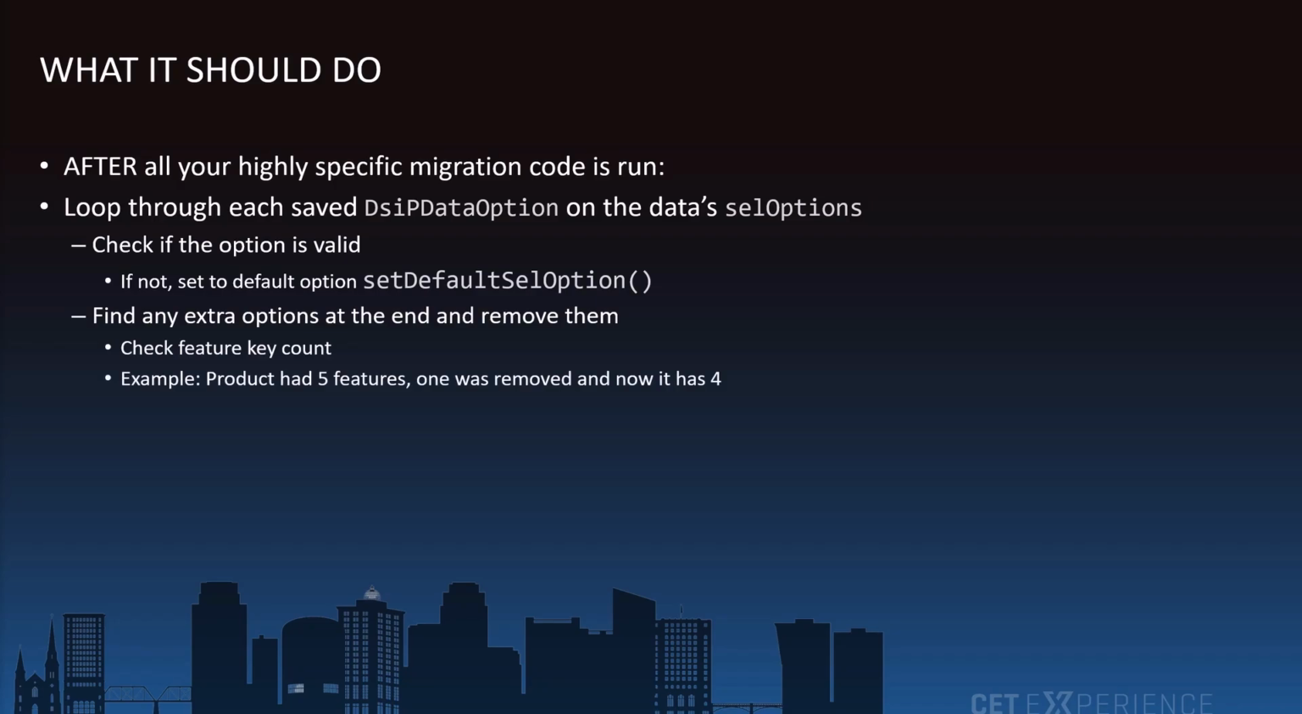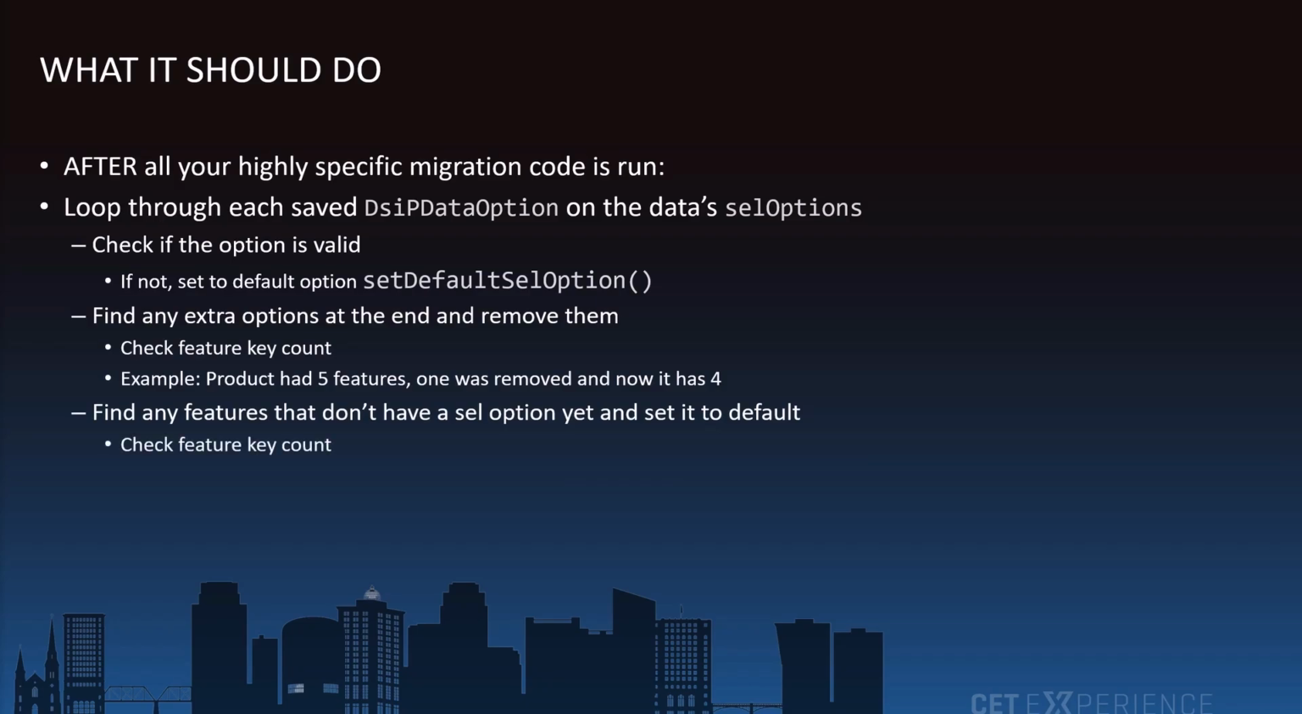You should find any features that don't have an option set yet and set it to default. You can also check the feature key count to do this. You can use the top level option count that you actually have stored on your data and check against the catalog, how many features should I have. Example, you had 4, your catalog specialist added another one, and now there's 5.